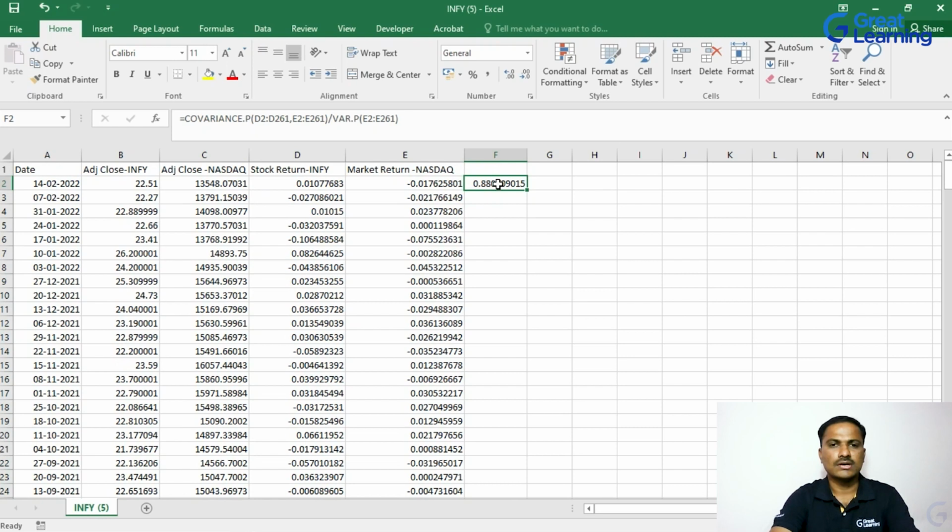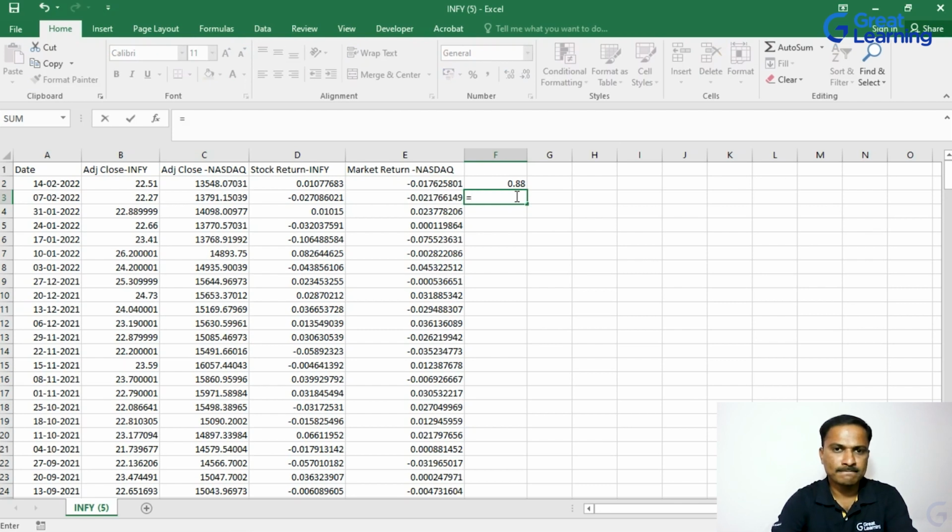So just remove the decimals. I'm just taking 2 digits after 0: 0.88. So this is one formula. There is one more formula to calculate this. There's a function called SLOPE, with known y's and known x's. If you want to plot this data on a graph, what is x and what is y? So you need to take both: market return and stock return.